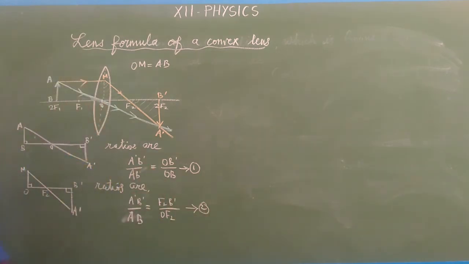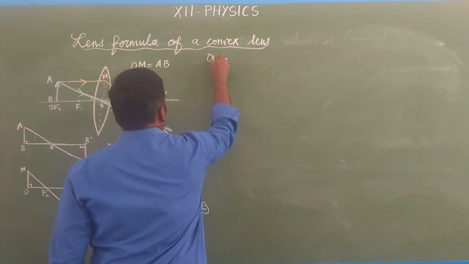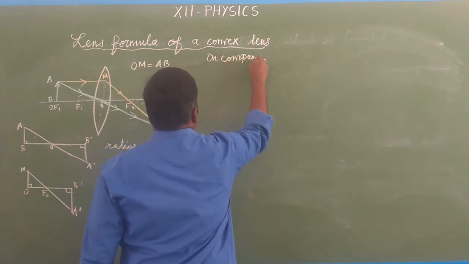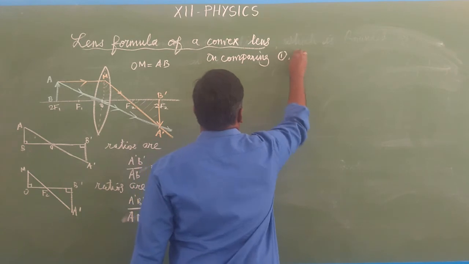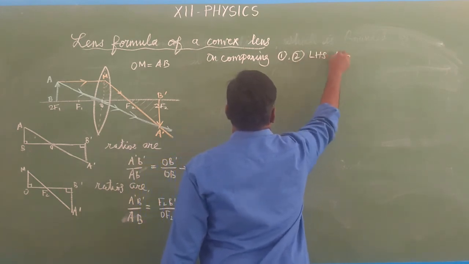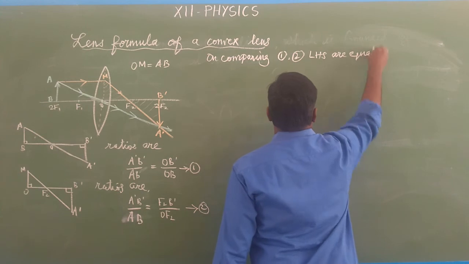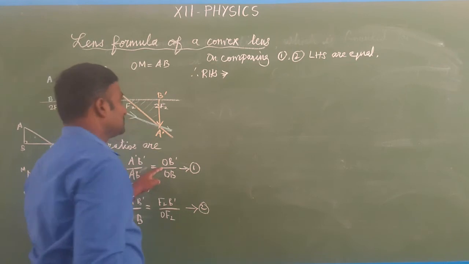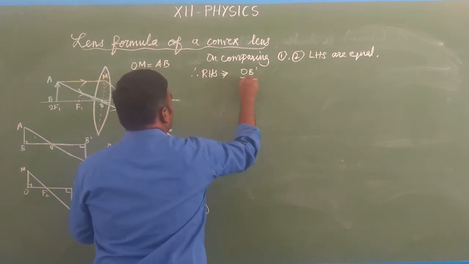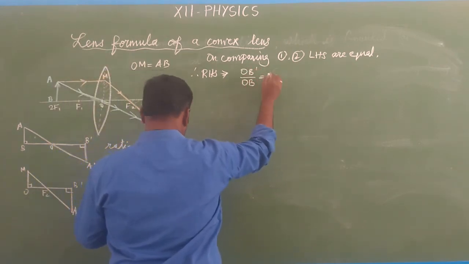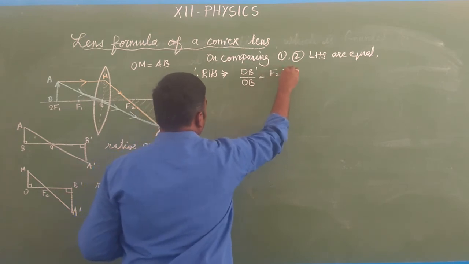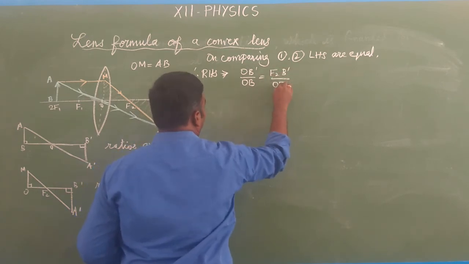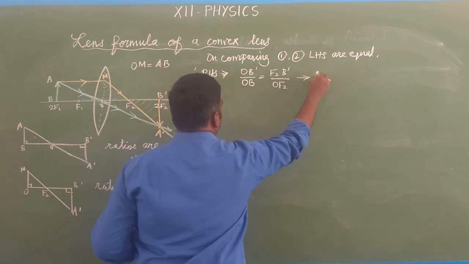Compare these two equations. Which sides are equal? Left hand sides are equal. Automatically the right hand sides would be equal. Next step, on comparing 1 and 2, LHS are equal. Therefore, the RHS would be OB dash by OB, which is equal to F2B dash divided by OF2. This is equation number 3.